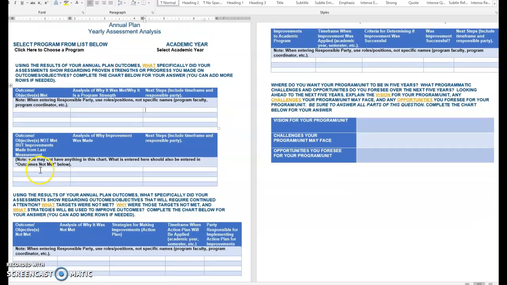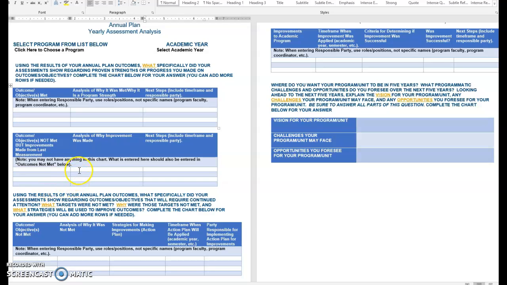Underneath this, I want you to list any outcomes that you did not meet, but you did make improvements from the last time you measured it. So maybe the last time you measured it, you didn't meet it, and this year you still didn't meet it, but you made an increase in your score. I want you to list those down here as well. And then repeat the same process.